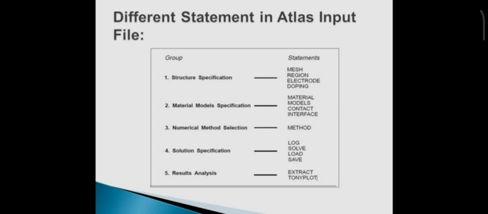Different statements are divided into different groups. In structure specification, first you have to define mesh, second region, third electrode, and the fourth one is doping. In the material model specification, first you have to define the material, then model, then contact, and after that interface. In the numerical methods selection, you have to define the method, Newton method, Gummel method, and the next one is solution specification, in which you have to save the log file, then use the solve statement, then load, and after that save. In the result analysis, you have to extract the result using TonyPlot. Next slide please.